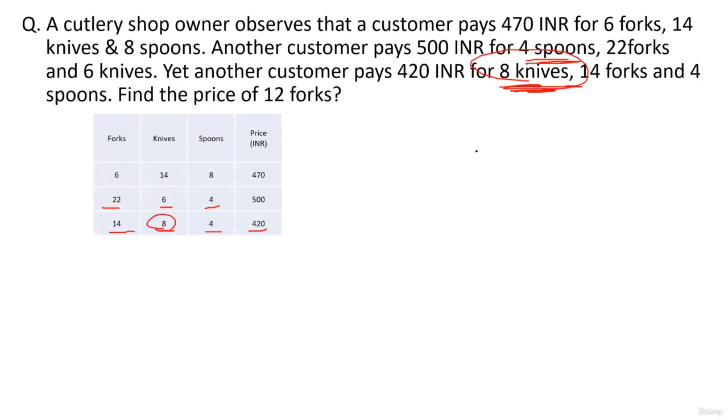So we have to be really careful about solving these. Now, the point to observe here is that they're asking you to find the price of 12 forks. There are many ways to solve these three equations. There's something called Cramer's rule for solving three linear equations with three variables. But since they've asked the price of only the forks, we need to eliminate the knives and the spoons from the equation. Let's observe how we do that.